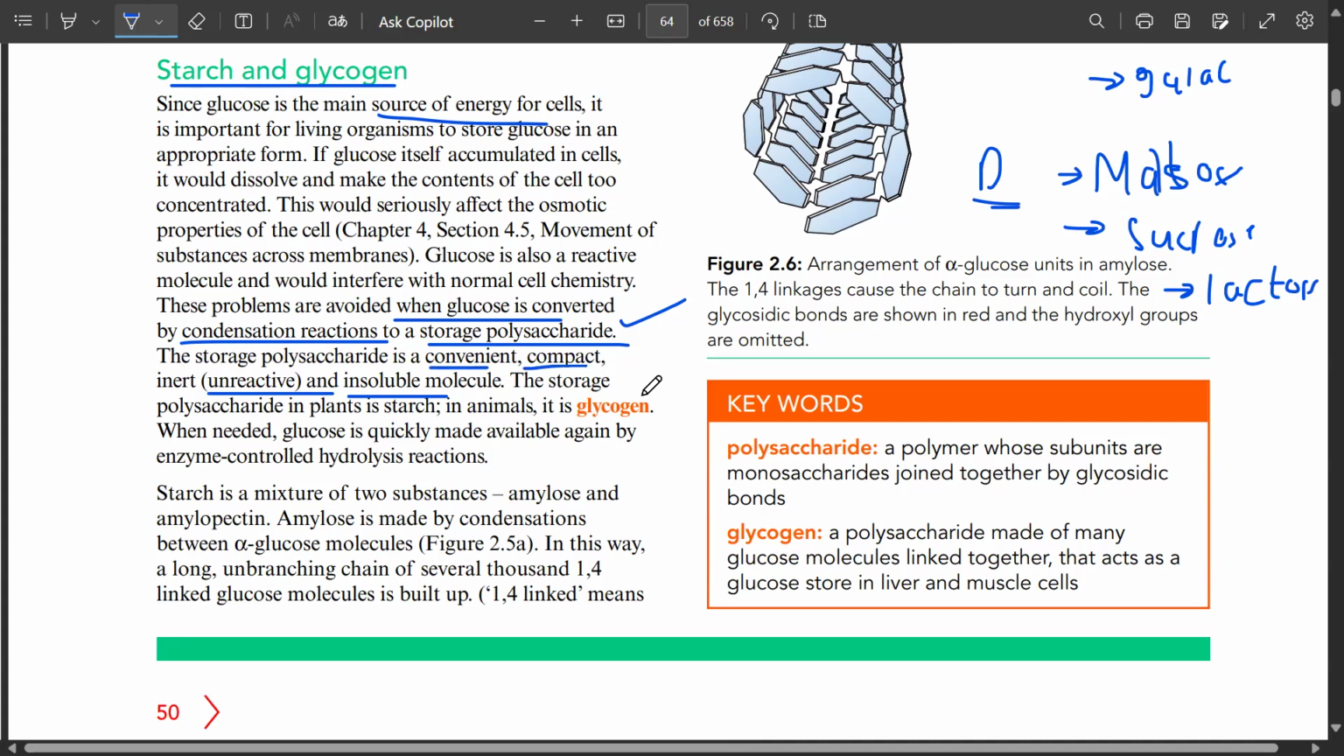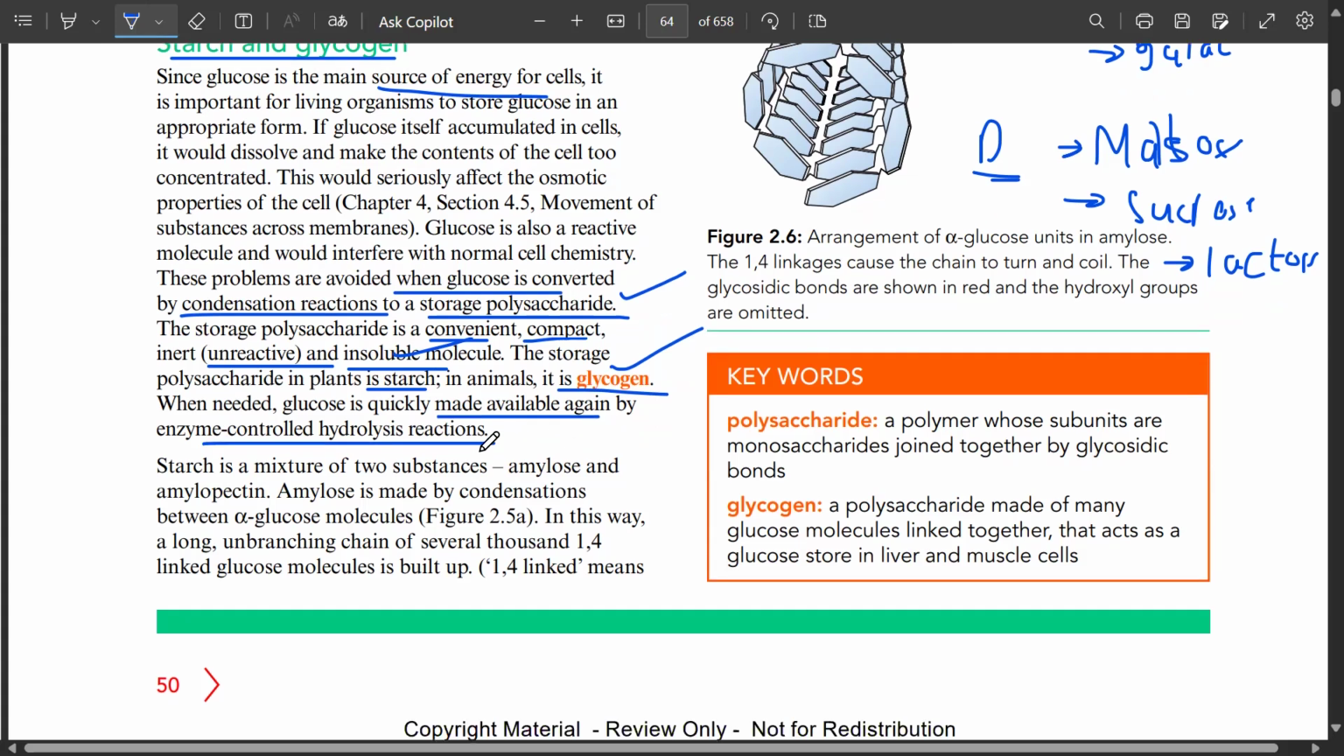Why would it be unreactive and strong at the same time? Because it doesn't react easily. It takes so much energy to break all the glycosidic bonds, and no one can just have that much energy. Now, the storage polysaccharide in plants is starch, and in animals, it is glycogen. So you can already tell that starch is the storage molecule in plants, glycogen is the storage molecule in humans. And when needed, glucose is quickly made available again by enzyme-controlled hydrolysis reactions.